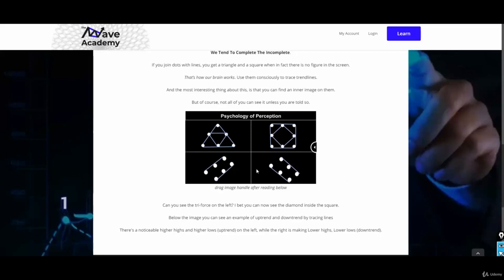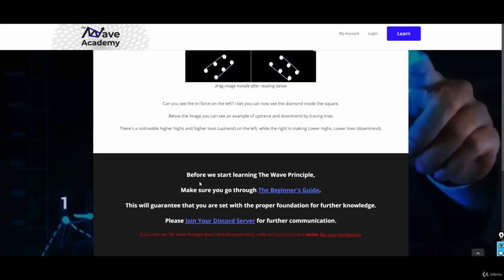And below this image, you can see an example of an uptrend and a downtrend: tracing higher lows in the uptrend, while the right is making lower highs and lower lows, which means this is a downtrend. In the wave principle, make sure you go through the beginner's guide. This will guarantee that you are set with a proper foundation for further knowledge.